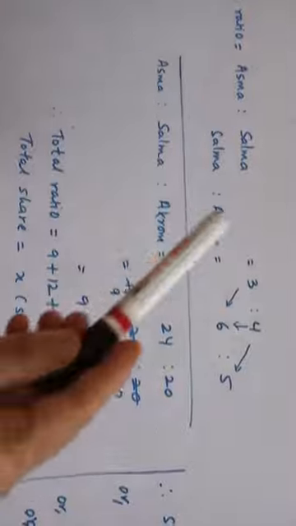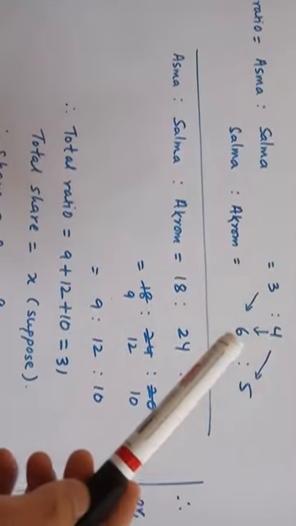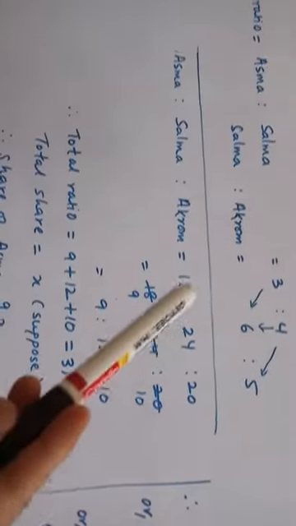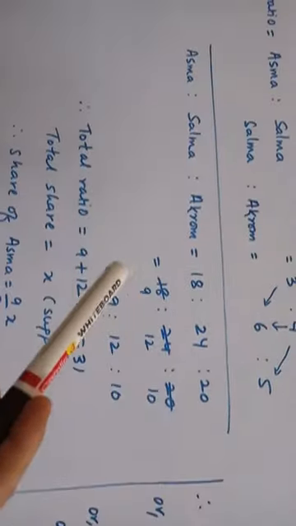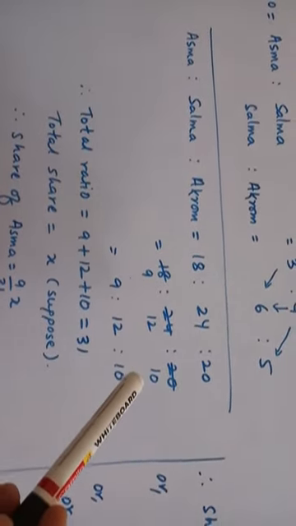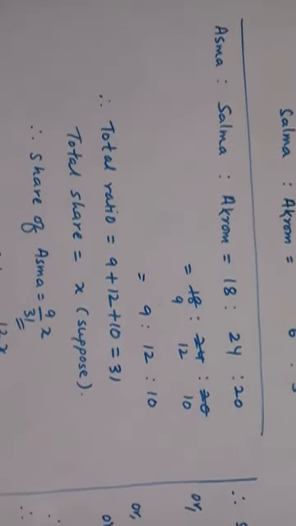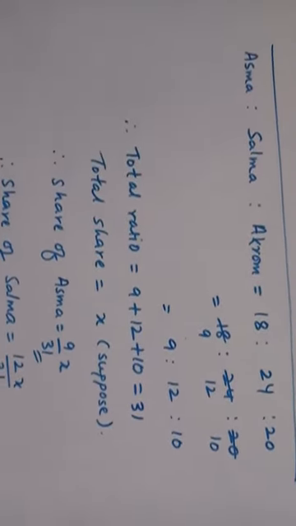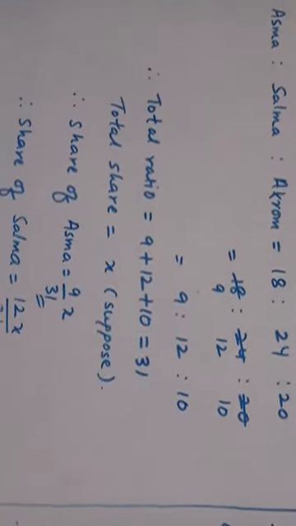So now we get the new ratio. First is 3 6s are 18, the last is 4 5s are 20, and the middle one is 4 6s are 24. Now if you can cancel by a single number, then you may cancel. Like for example here I have cancelled with 2. 2 9s are 18, 2 12s are 24, 2 10s are 20. Now we cannot cancel this further. So the total ratio will be 9 plus 12 plus 10, which is equal to 31.